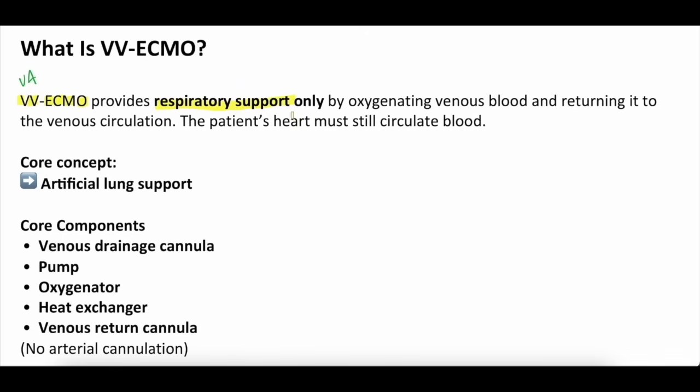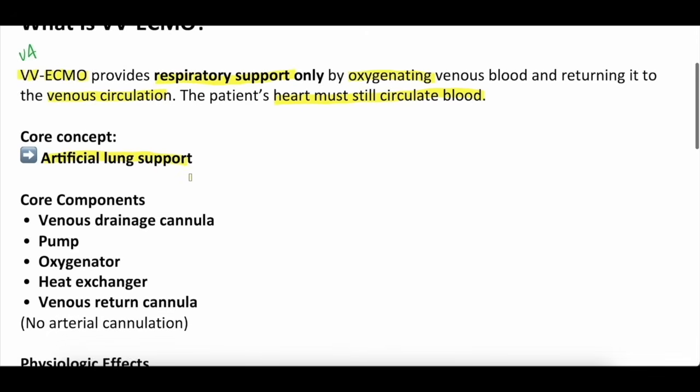You're just bypassing the lungs. You're just providing respiratory support. And when you pull that blood out of the vein, you're oxygenating it, removing CO2, and then you're returning it to the venous circulation, oxygenated with CO2 removed. The patient's heart, though, must still circulate that blood. So the core concept here, people call kind of artificial lung support rather than cardiopulmonary support.